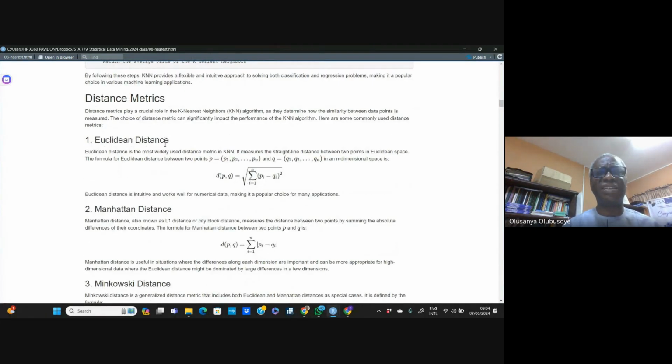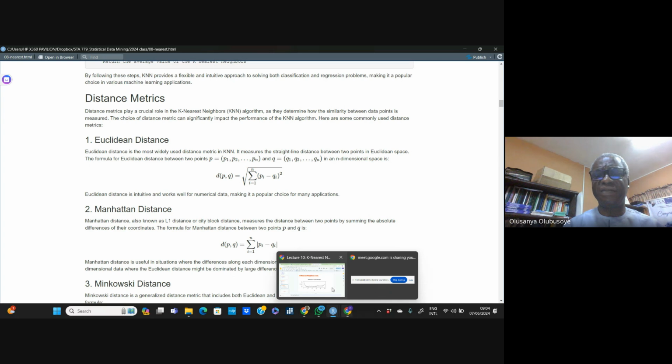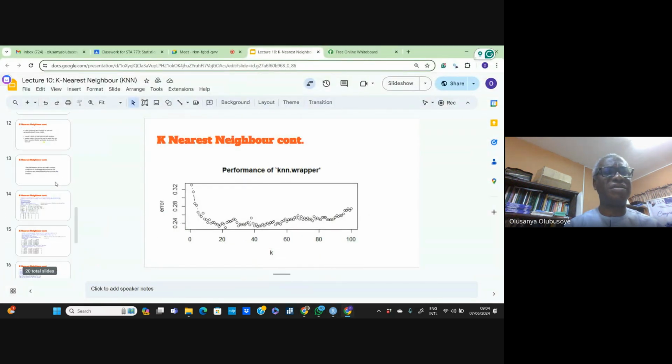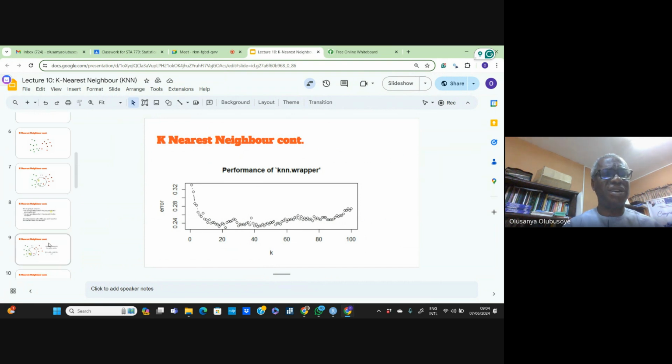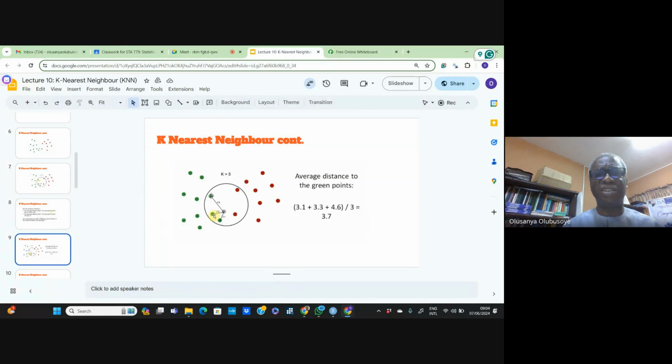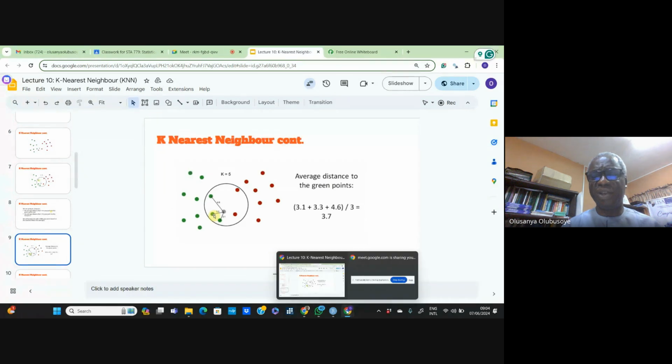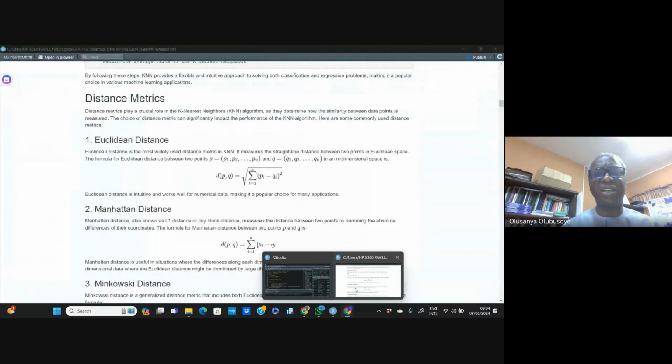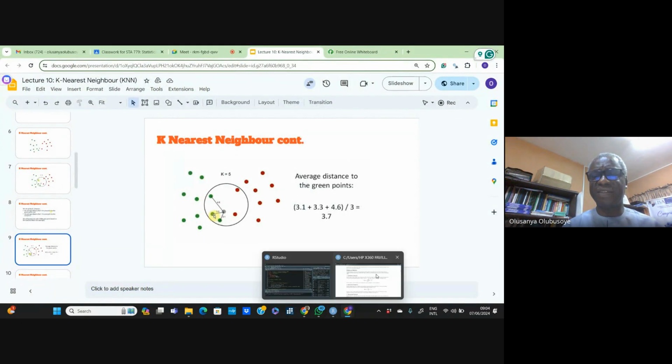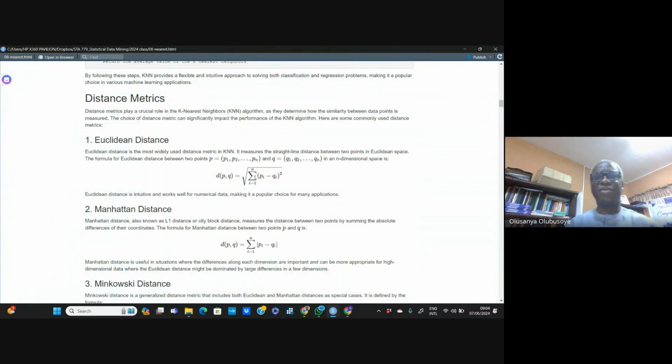The Euclidean distance, which we measure the distance from one point to the other. So we can use the Euclidean distance measure. We are measuring distance from P1 to P, P2 to P, P3 to P. So the Euclidean distance measure has the formula that you see there.